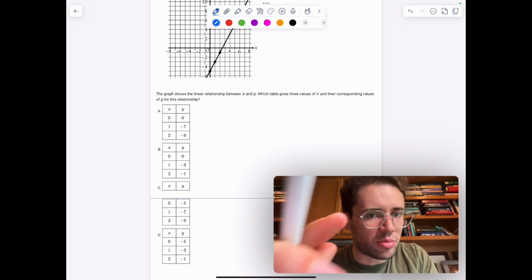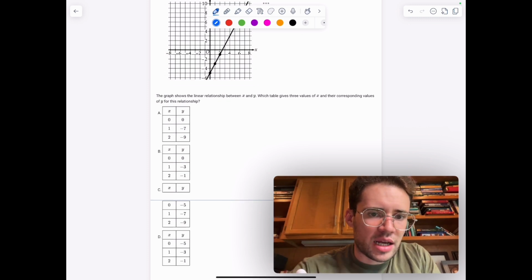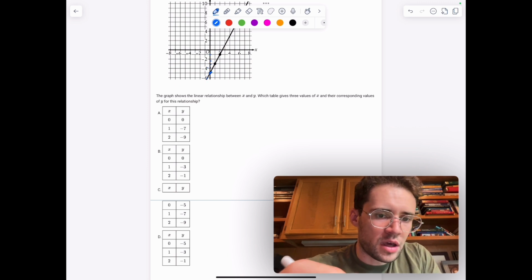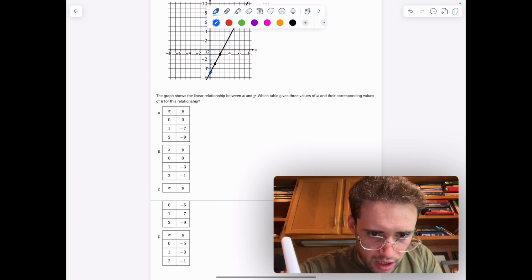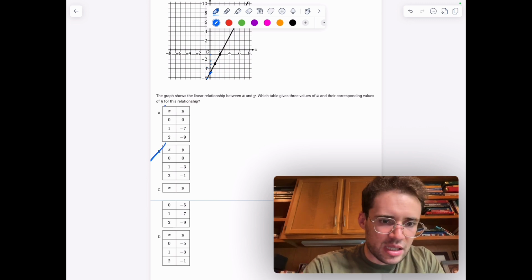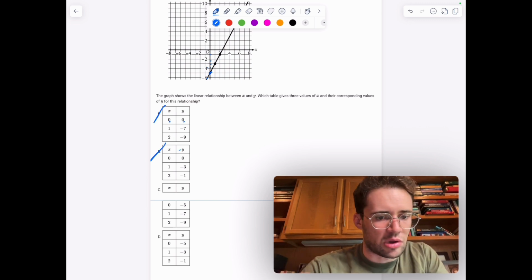You don't need to find the slope or the y-intercept. So when x is 0, looks like y is -5, right? It's between the -4 and the -6, or you can count down 1, 2, 3, 4, 5. So the first one is 0, -5. So we know it's not B, it's not A, because those are 0, 0.